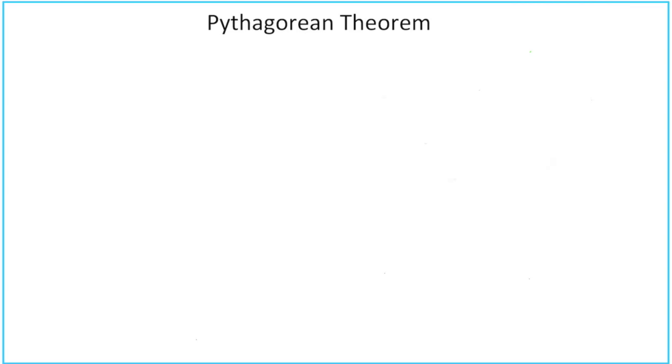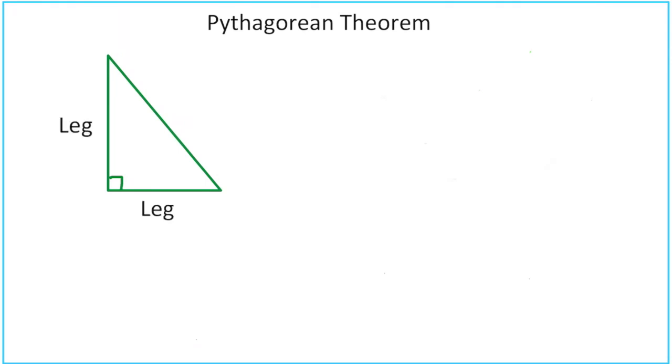In this video, we're going to take a look at Pythagorean Theorem, which is a theorem that deals with the relationship between the sides of a right triangle. We should know that the right triangle is made up of two legs that form the right angle, and across from it is the hypotenuse.